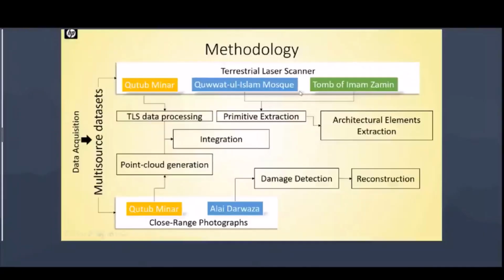So the terrestrial laser scanner was used here. The entire workflow was done, and integration of the data was also done. Point clouds were generated with close range photographs, and damage was detected. Finally, reconstruction was done.